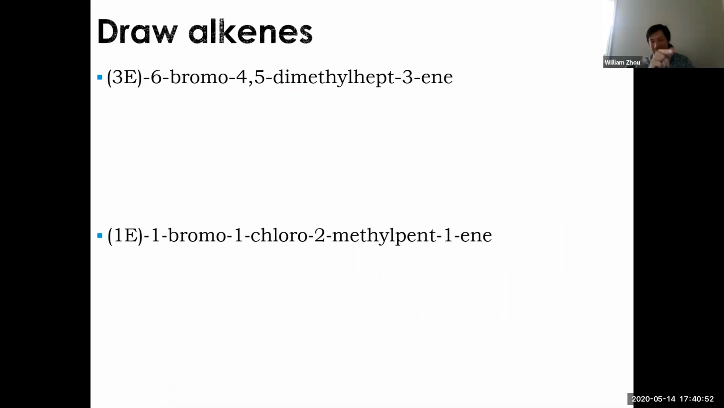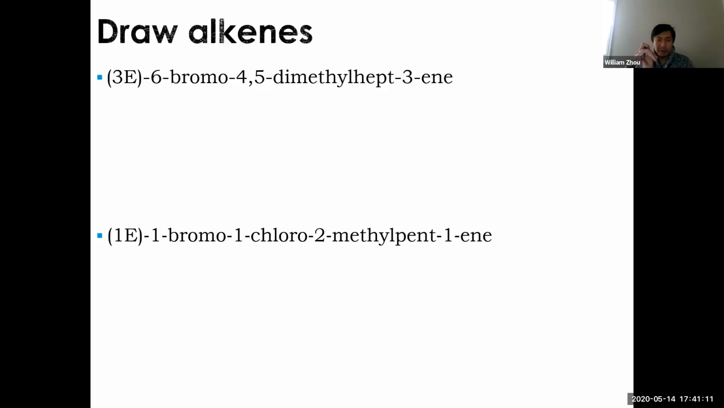If the question says 3E, you better have the higher priority groups on opposite sides. And that takes some planning ahead. You can't just close your eyes and start drawing, because if you do, you might screw up. And in the end, you'll be like, oh crap, I drew everything correctly except the cis-trans. So I'm going to have to erase that and do that again.